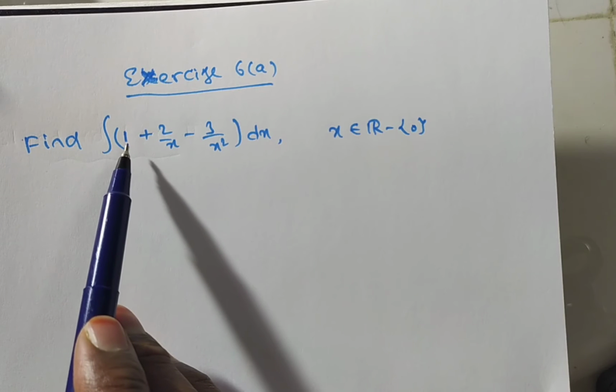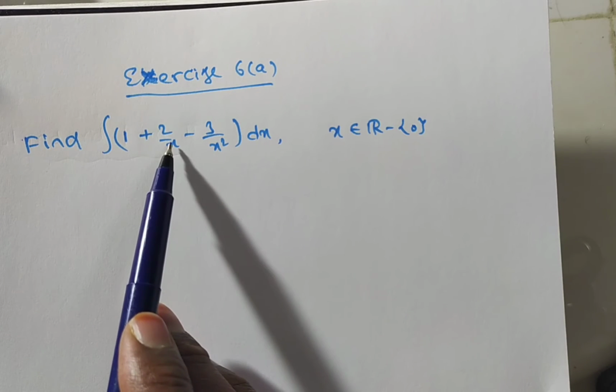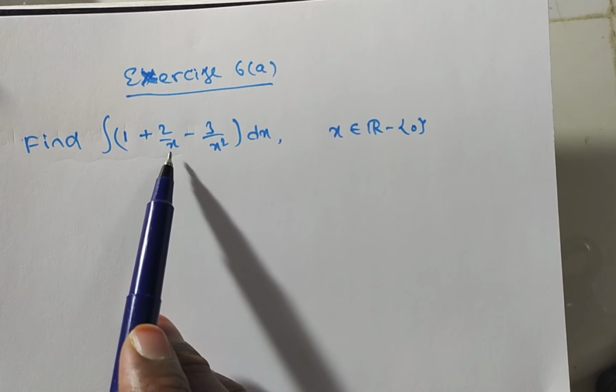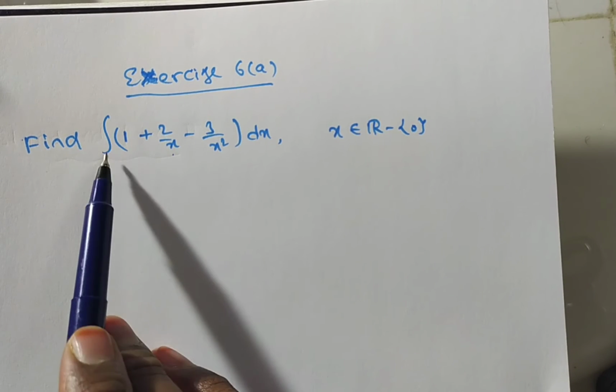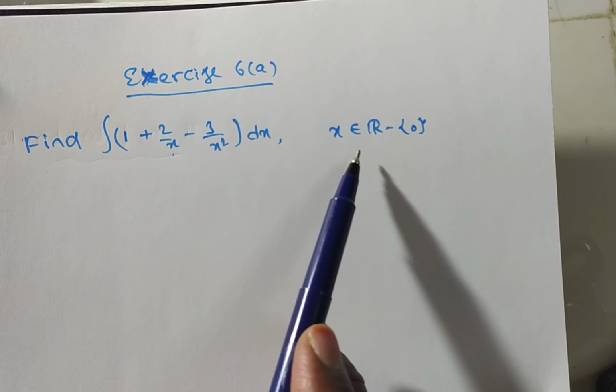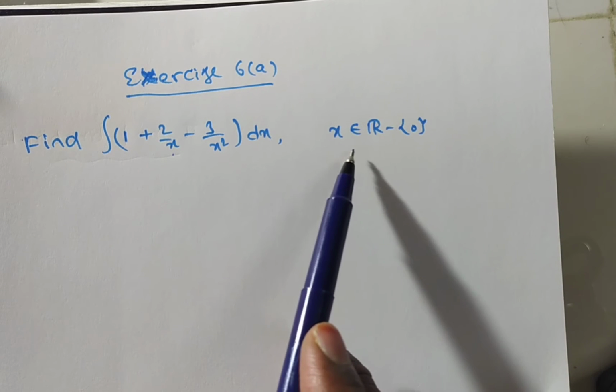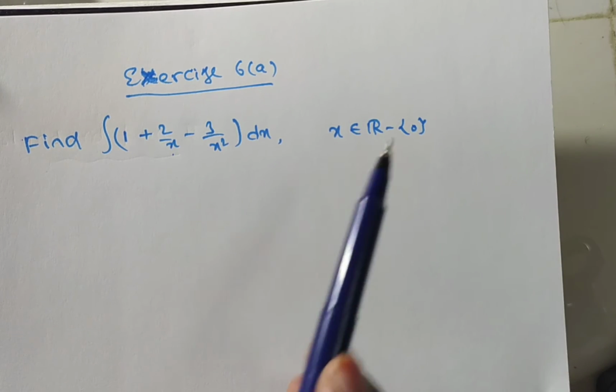1 is defined, that is a constant. Next, 2 by x. In place of x, if you put 0, 2 by 0 is nothing but infinite. So in this case, it won't be defined. If you want to integrate the function, the function should be defined. So that is the reason they have given x belongs to R minus singleton 0.